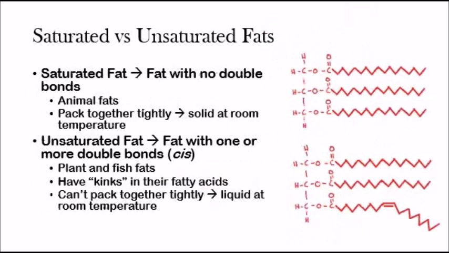Now let's go ahead and discuss this first before we discuss the second type of lipid. The difference between a saturated and an unsaturated fat. This is very important in biology. A saturated fat is a fat with no double bonds. We have a saturated fat right here.